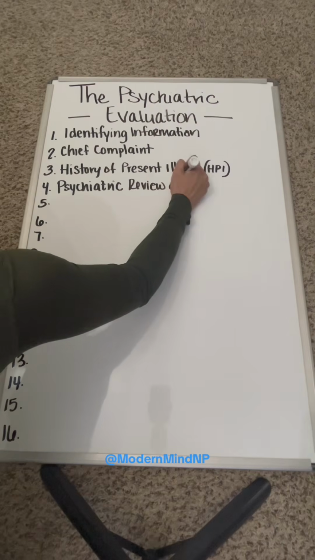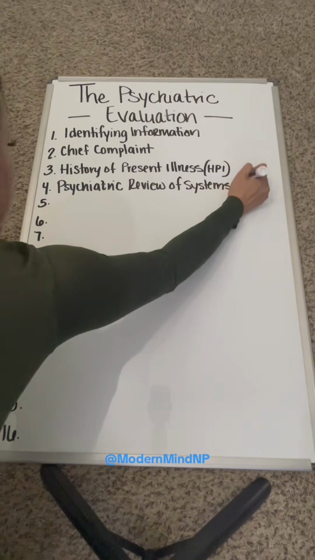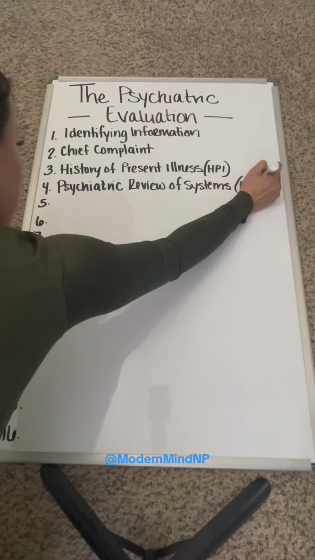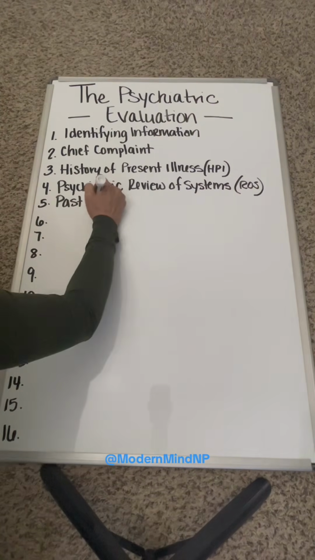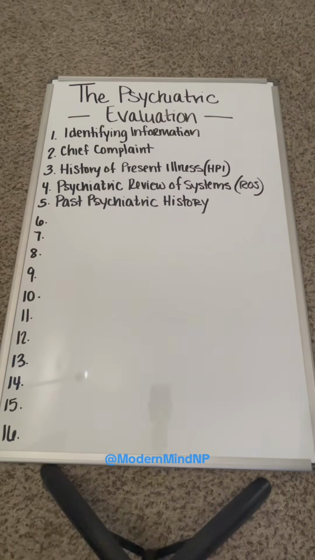Collecting your data, you want to do the psychiatric review of systems. So we're screening for mood, anxiety, psychosis, mania, the DSM-5 criteria for those diagnoses. Then one of the most important parts, their past psychiatric history. So we're going into previous diagnoses, what meds they've tried, if they've been inpatient, outpatient.